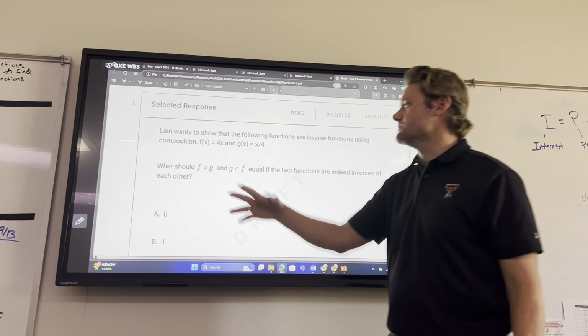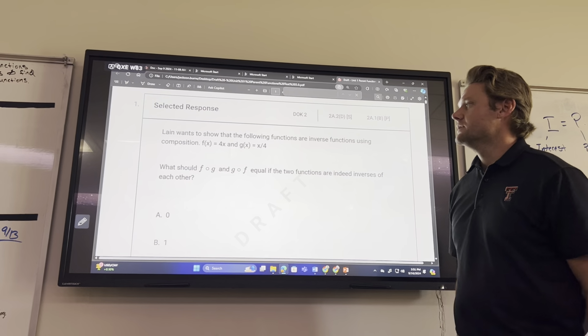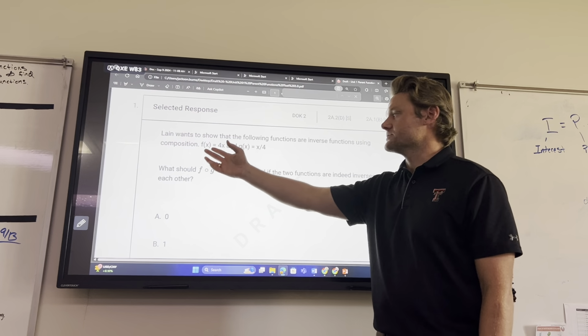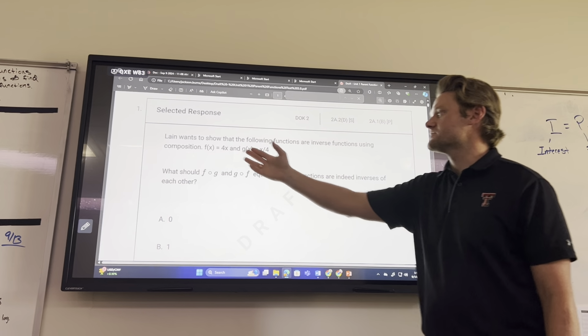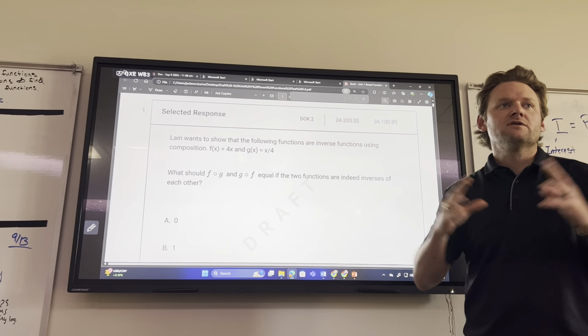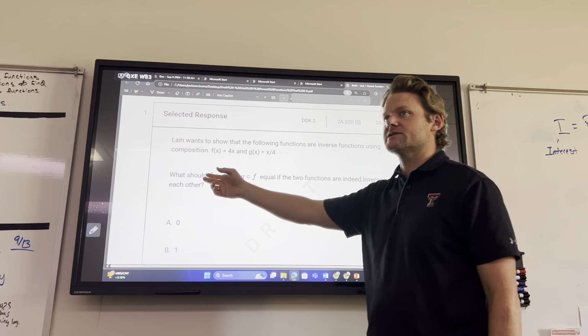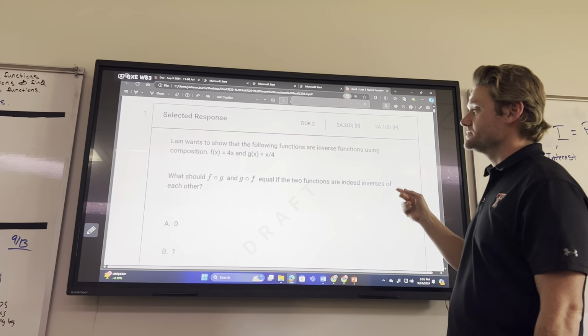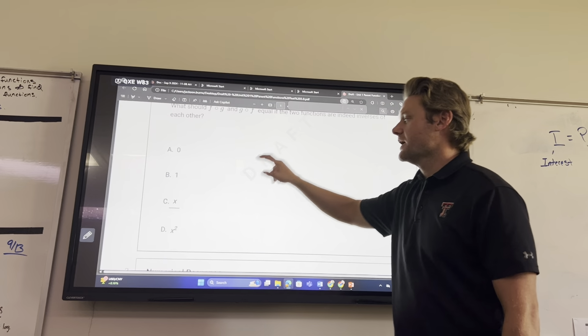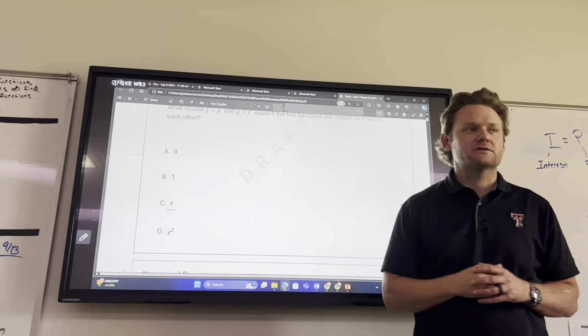As you can see, it's very similar to the review. The first question talks about composite functions. On the review, it was 2x and x over 2. Here it's 4x and x over 4, but it doesn't matter. It's still asking the same question, f of g. If they are inverses, what should they equal? And that answer, of course, is x.